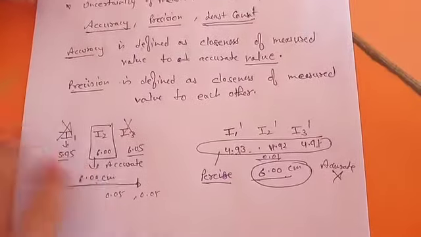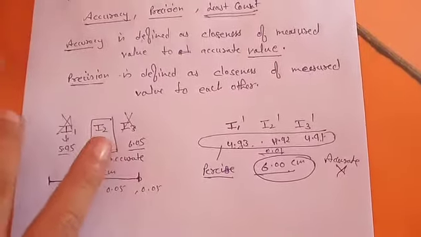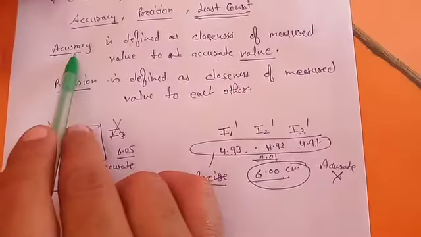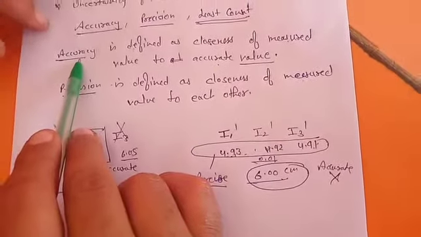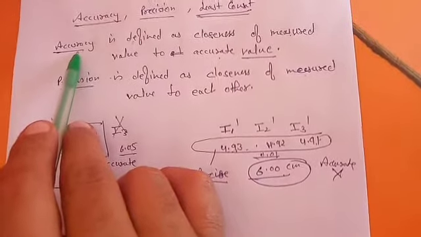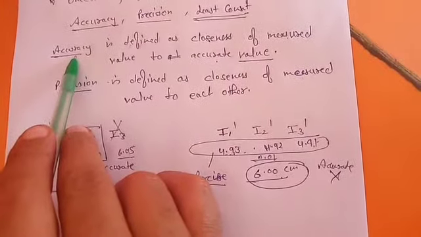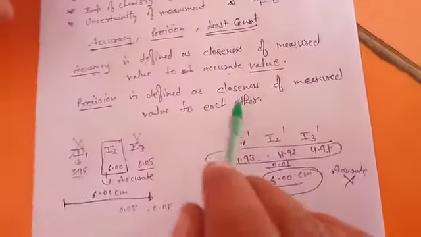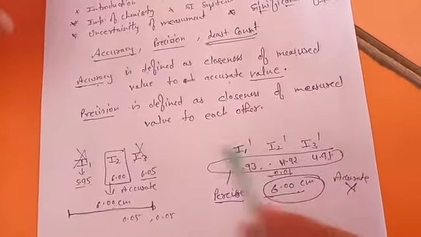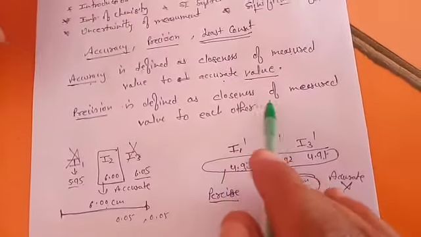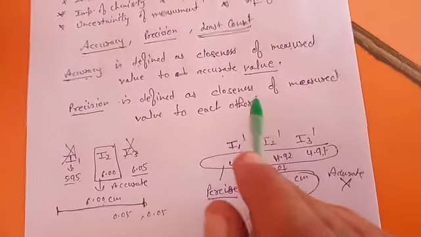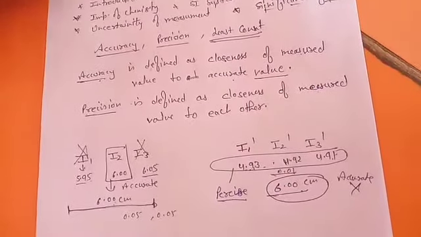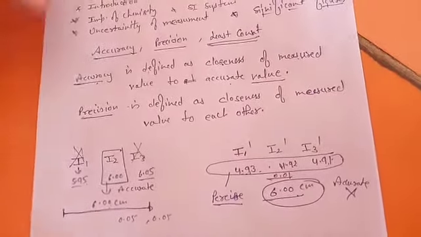So that's the whole concept of accuracy and precision. If your measured value is close to the accurate value, that defines how accurate your instrument is. And if your different measurements come close to each other, that explains how precise your instrument is. So that is the whole concept of accuracy and precision.